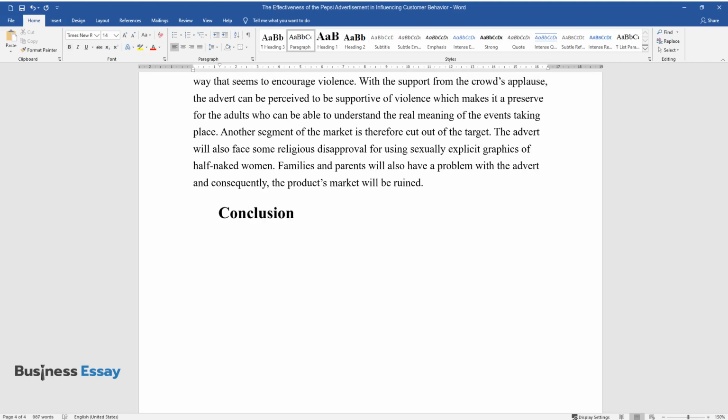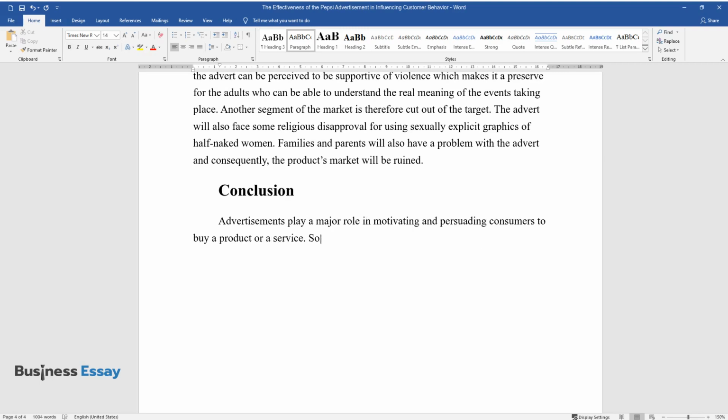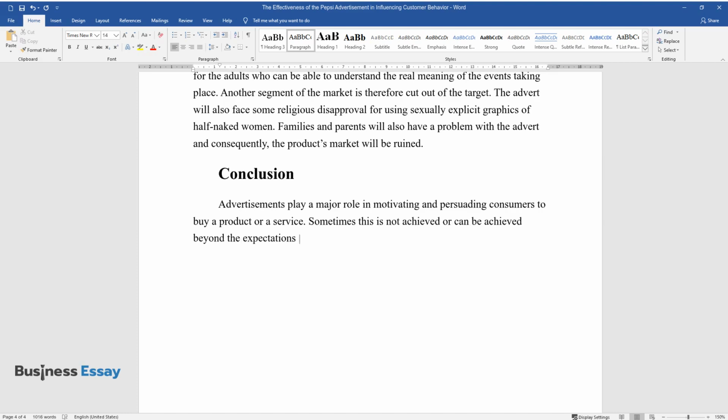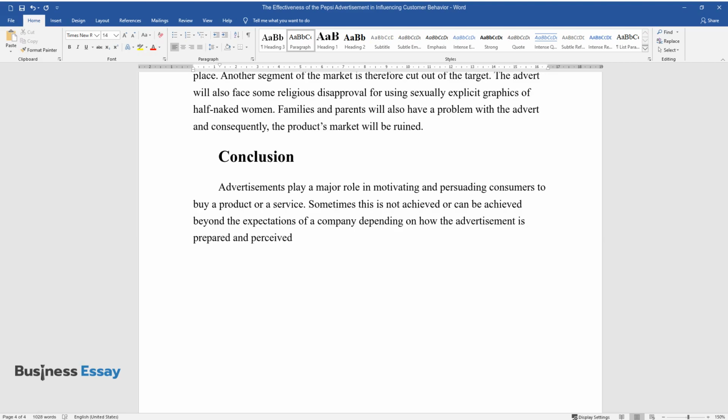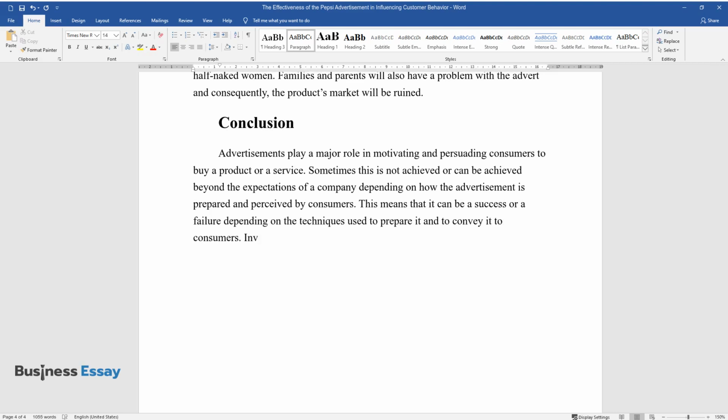Conclusion. Advertisements play a major role in motivating and persuading consumers to buy a product or a service. Sometimes this is not achieved or can be achieved beyond the expectations of a company depending on how the advertisement is prepared and perceived by consumers. This means that it can be a success or a failure depending on the techniques used to prepare it and to convey it to consumers.